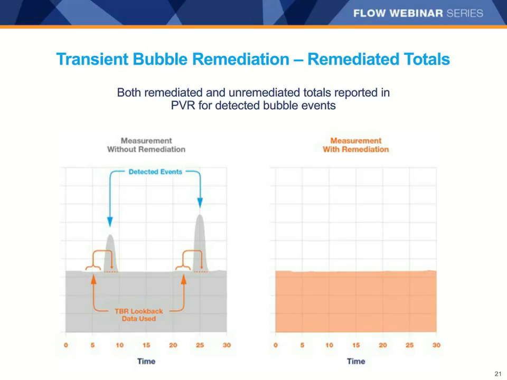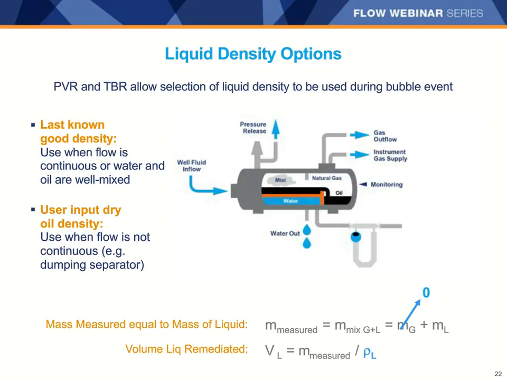So with remediation, you can see you have a much smoother volume measurement, and you will have a lower volume total at the end, because you've subtracted out the volume that's attributable to bubbles. There are two options for selecting that density of the liquid. The first is to use the last known good. So that's when we see that the drive gain has exceeded a threshold, and we look back a set number of seconds, average the density that set number of seconds behind, and then we use that as representative of the liquid.